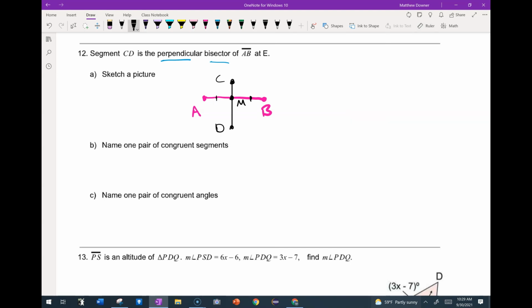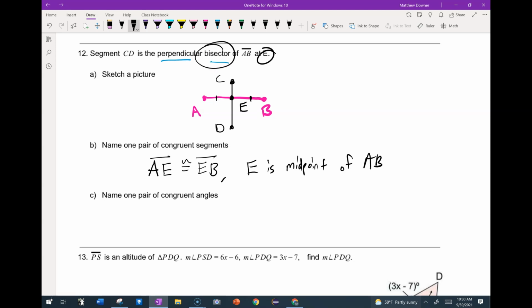So if I wanted to name one pair of congruent segments here, I could say that segment A, that should be E, because that's where I said they intersect. AE is congruent to EB. The reason that's true is because E is the midpoint of AB. And the reason I know that is because they tell me this is a bisector, and a bisector of a segment should pass straight through the midpoint. Now, it gets a little tougher if I want to name a pair of congruent angles.